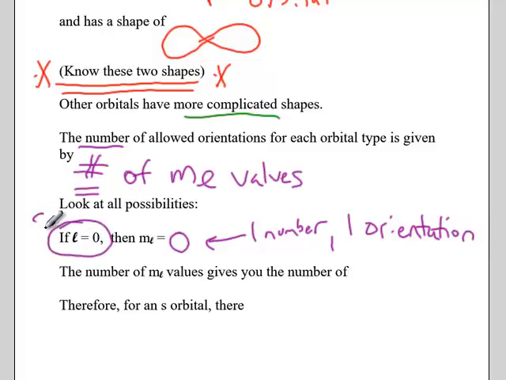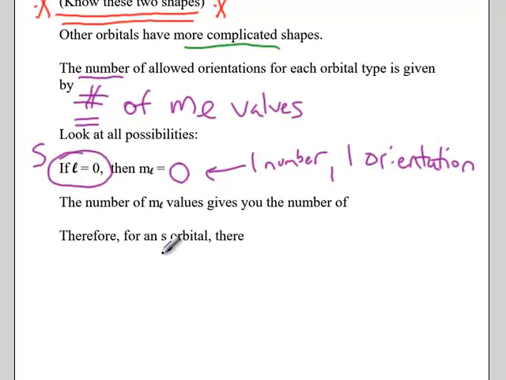And remember, this type of orbital we call the s orbital. So s orbitals have only one allowed orientation. The number of m sub l values gives you the number of allowed orientations.